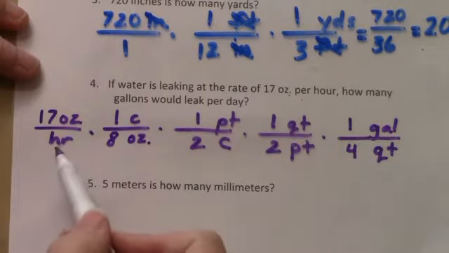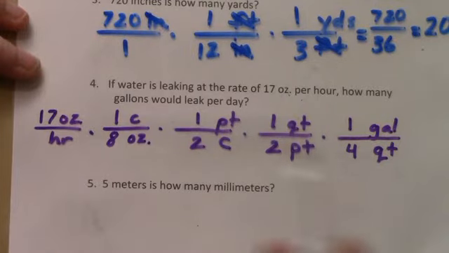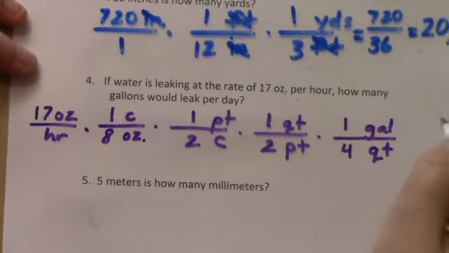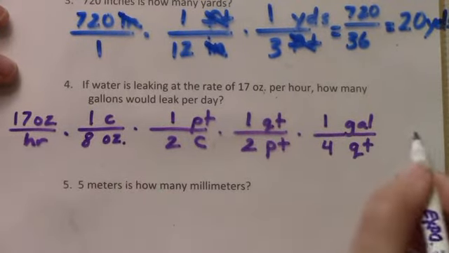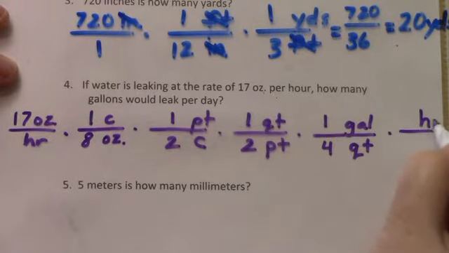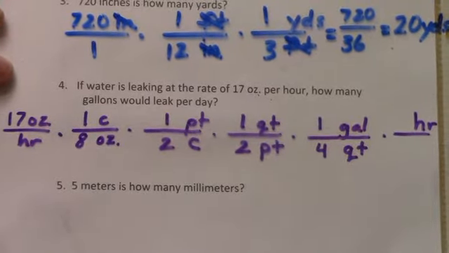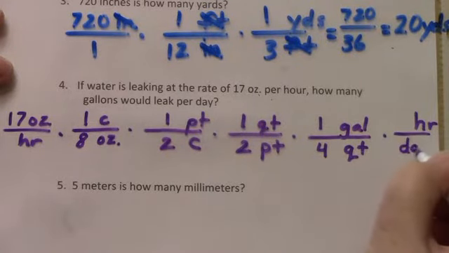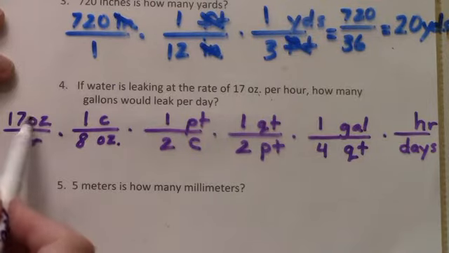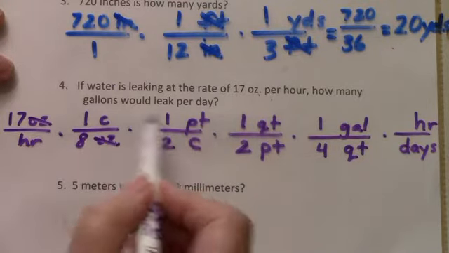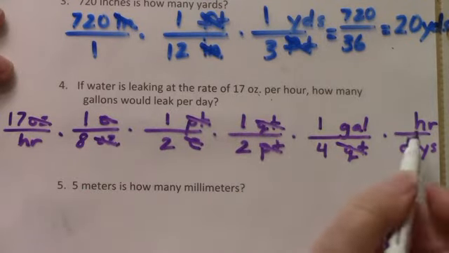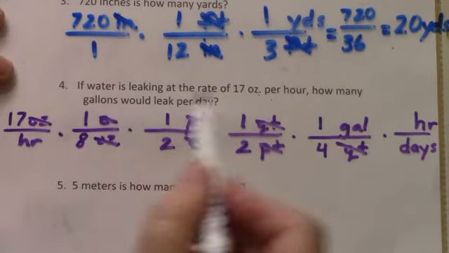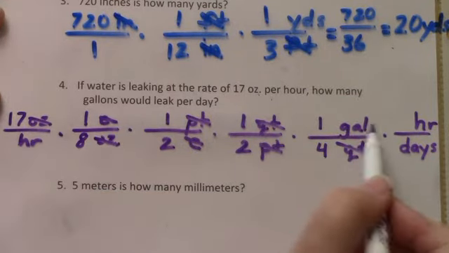But now we also have to get from hours to a day. So because the hour is in the denominator, we're going to put the hour in the numerator, and we're trying to get to days. Okay, now we do our canceling. Ounces cancel, cups cancel, pints cancel, quarts cancel, and now we're left with gallons. We're going from ounces to gallons.